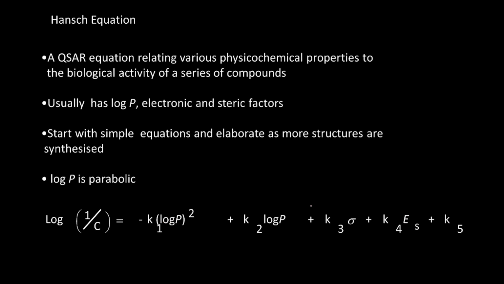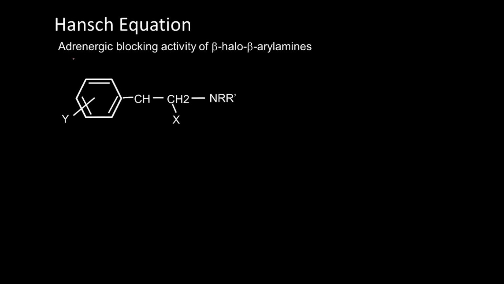Okay. Remember, QSAR we can develop only when we have some experimental data for activity, that's the left hand side, or we get some data from literature where someone else has estimated the activity for a series of compounds. Okay. So look at this adrenergic blocking activity of beta-halo, beta-aryl amines. Okay, these are amines, aryl amines, as you can see here. We have the nitrogen here, and that's why we call them aryl amines. Then we have the halo compounds here.